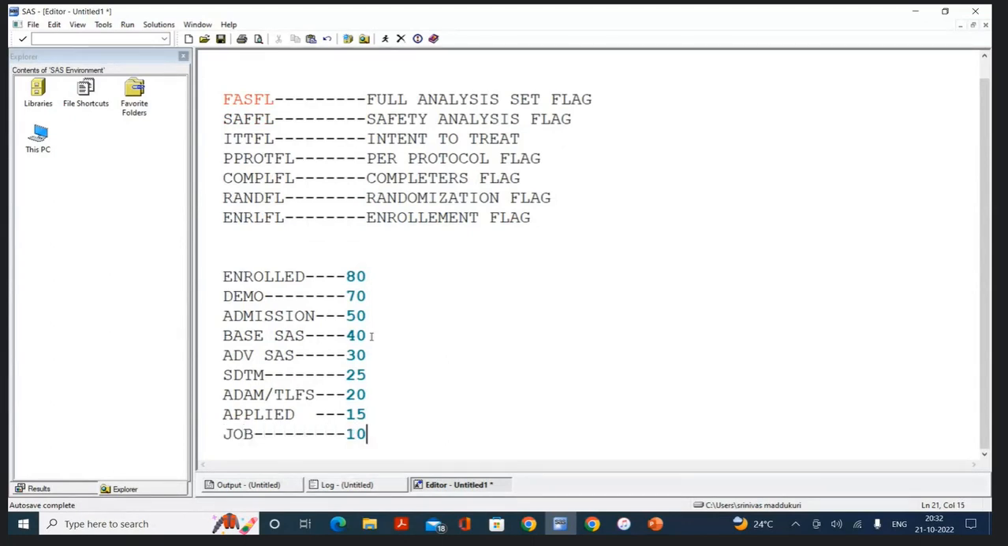Now tell me, what is the success ratio? What is the success percentage? Do you want me to do 10 divided by 80? Yes, sir. 10 divided by 80. Why? If you get enrolled into a course, you will get a job.